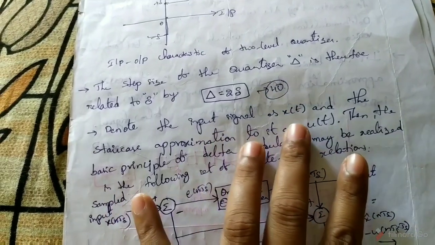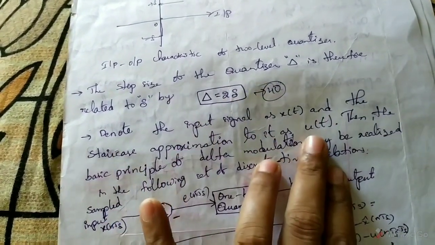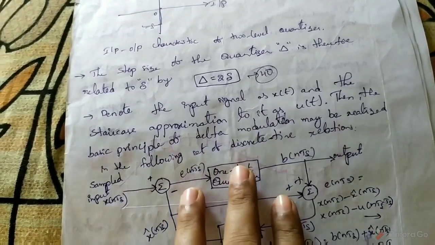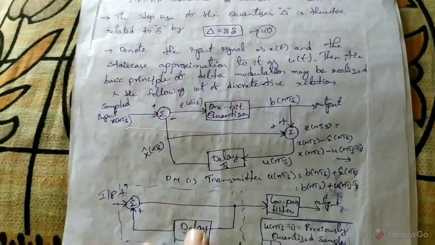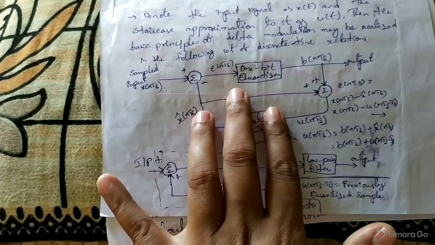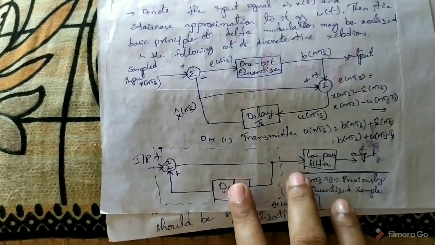So let us consider the input signal as x of t. Already we have considered the staircase as u of t. Then the basic principle of delta modulation may be realized in the following set of discrete time relations. So these are the diagrams for the transmitter of DM and the receiver of DM.